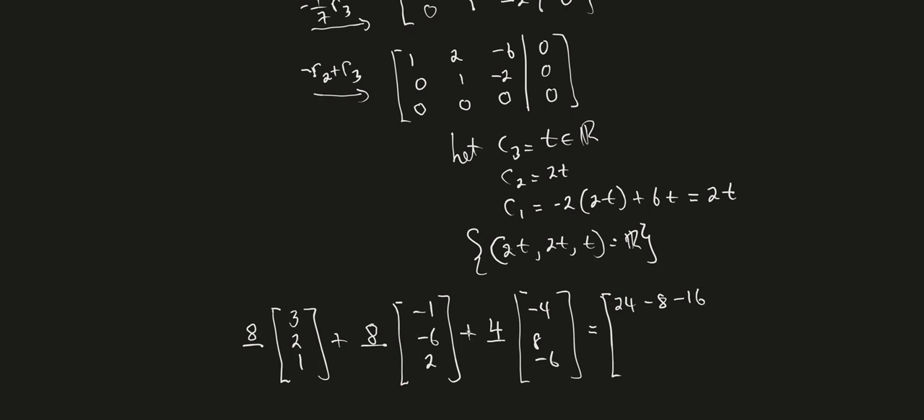Let's check the middle component. I have 16, and then -48, and then +32. Hey, that's also 0. And then for the last component, we have 8, and then 16, and then -24. And lo and behold, there is our wish come true, right?